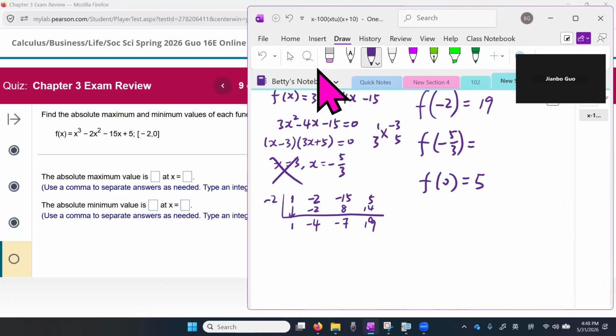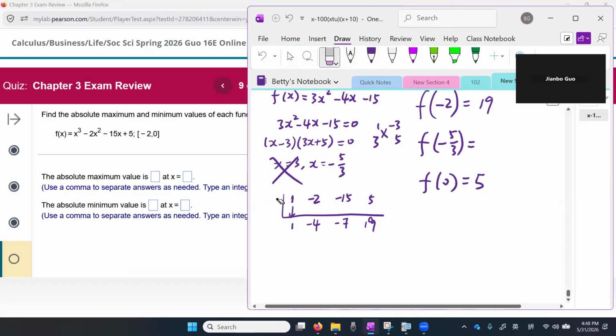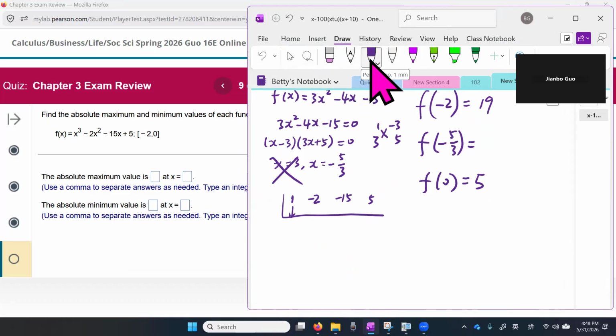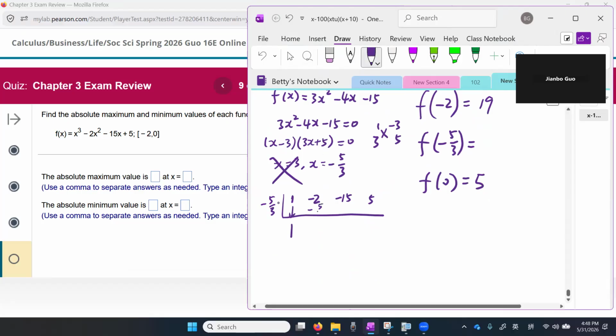Synthetic method, we put 95 over 3 here. 1, 95 over 3. So that gives you -11 over 3. And we have 55 over 9 minus 15. You know, it's getting very complicated, right?